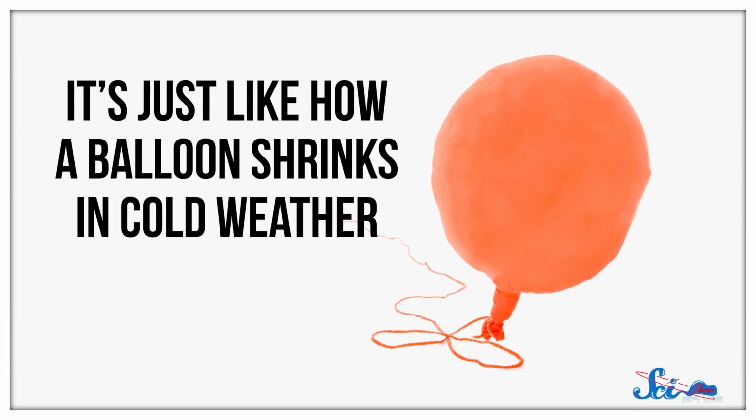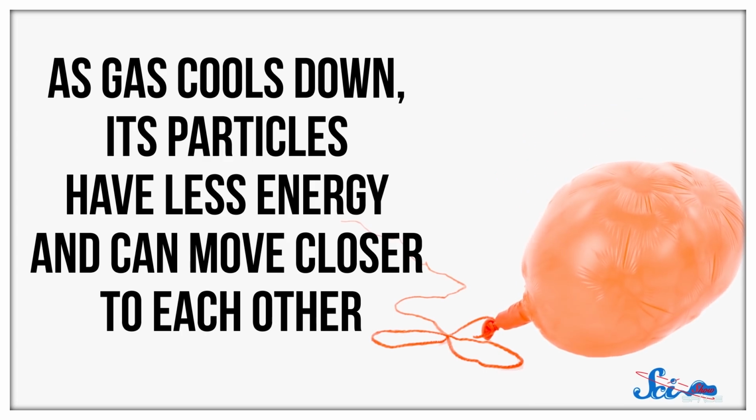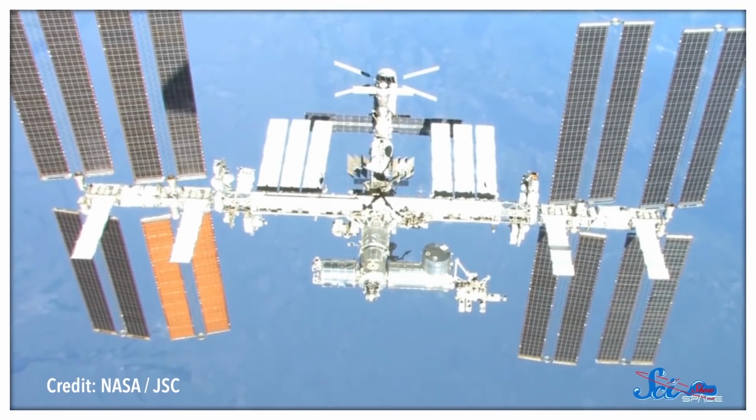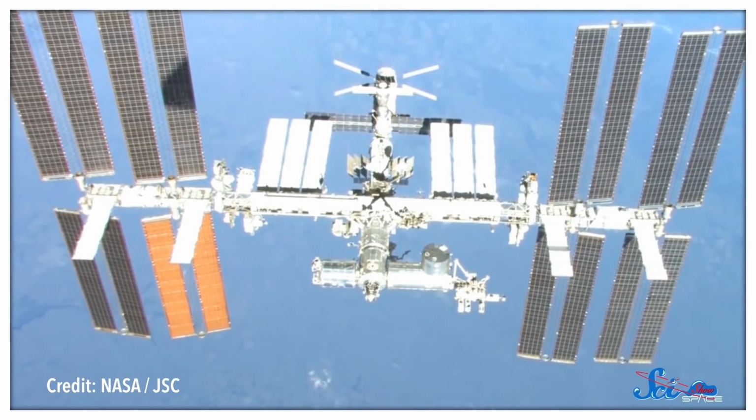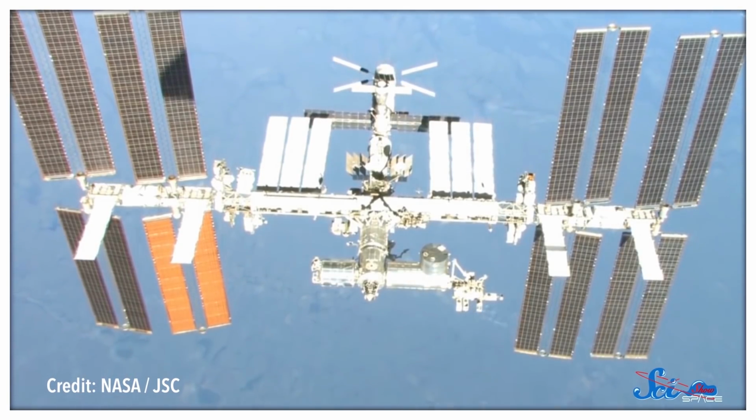It's just like how a balloon shrinks in cold weather. As gas cools down, its particles have less energy and can move closer to each other. We've seen evidence of this happening in the upper atmosphere over the last 2 decades. And for spacecraft, this is important because many satellites that are orbiting Earth, including the International Space Station, are technically still in the atmosphere. I mean, it's extremely thin up there, which is why it isn't called the International Upper Atmosphere Station, but it is still the atmosphere.